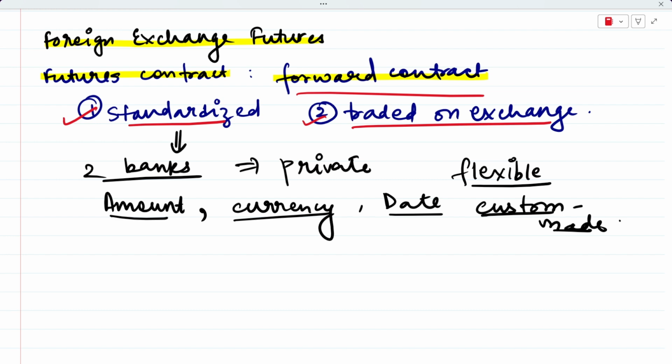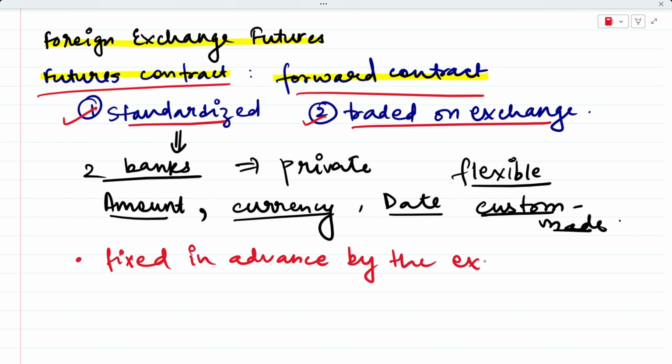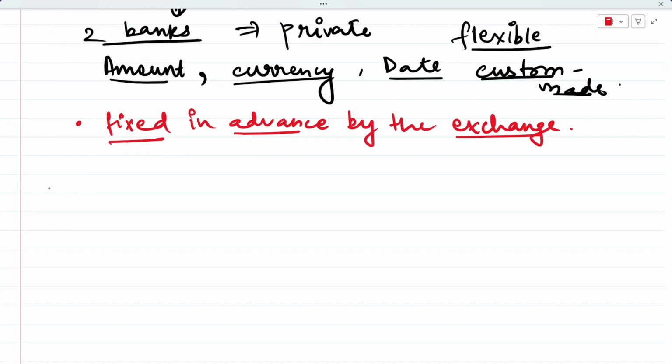This is flexible. But when we're talking about a futures contract, it is like a forward contract only, but everything is fixed in advance by the exchange. So you cannot customize it, because it is fixed in advance by the exchange. You will have to buy whatever is available.